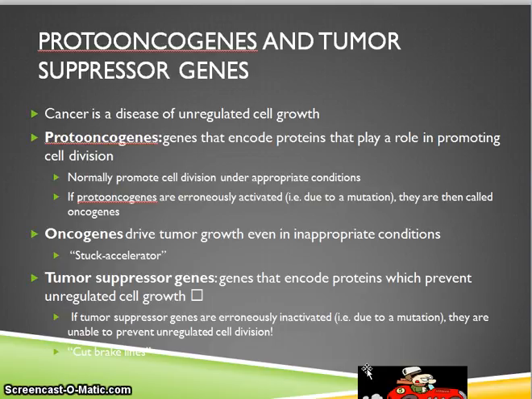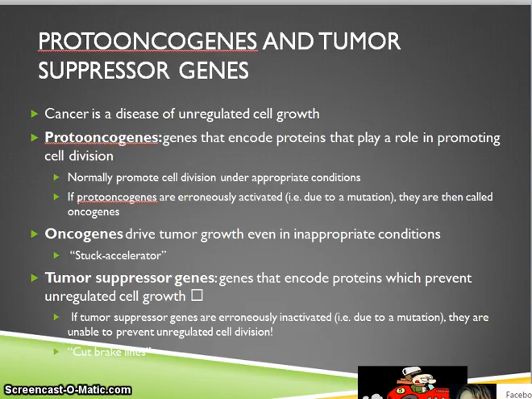There are different gene types that play an important role in our risk factors, particularly proto-oncogenes and tumor suppressor genes. Cancer is a disease, no matter what kind it is, of unregulated cell growth. Proto-oncogenes' job is to encode proteins that play a role in promoting cell division. Normally they only signal cells to divide and replicate under appropriate conditions. Like if a red blood cell gets worn out and loses its oxygen carrying capability, the body signals, you need to die off and go away and I'm going to replace you.